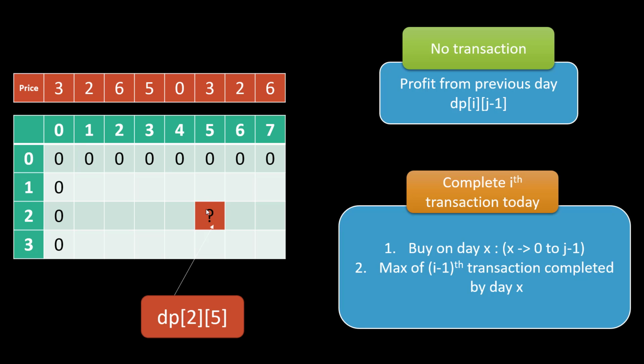If you sell it on this day, which means you bought it on some previous day. Let's consider you sold on day 5 and you bought on day 4, which means this is your ith transaction. Now the profit from I minus 1 transaction is nothing but this particular cell value, which is profit from I minus 1 transactions that completed on day 4, on the day you bought the stock for your ith transaction. Make sense? Let's move ahead.